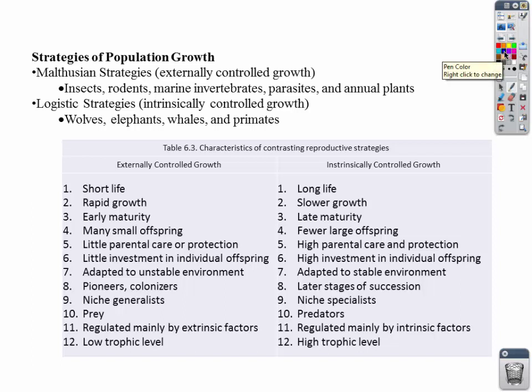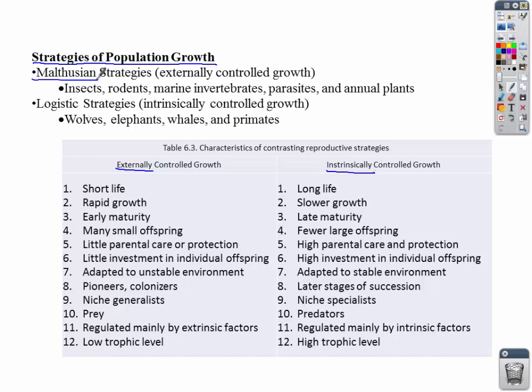Moving right along, we have a table here, and you can pause this and take a look at it yourself. I'm just going to go through it real quick. These are strategies of species and their population growth. There are basically two strategies: externally controlled growth, and intrinsically controlled growth.